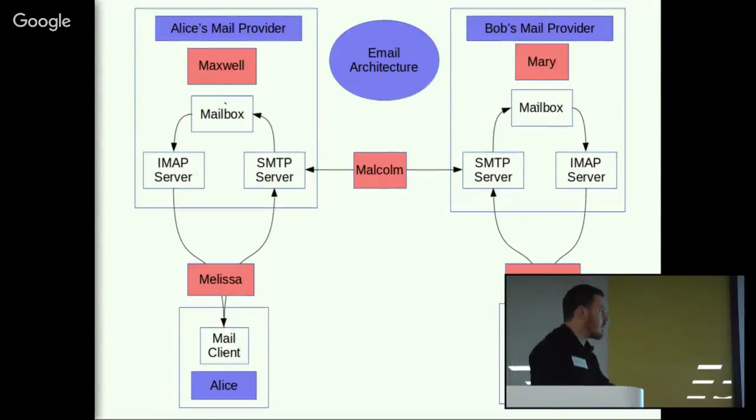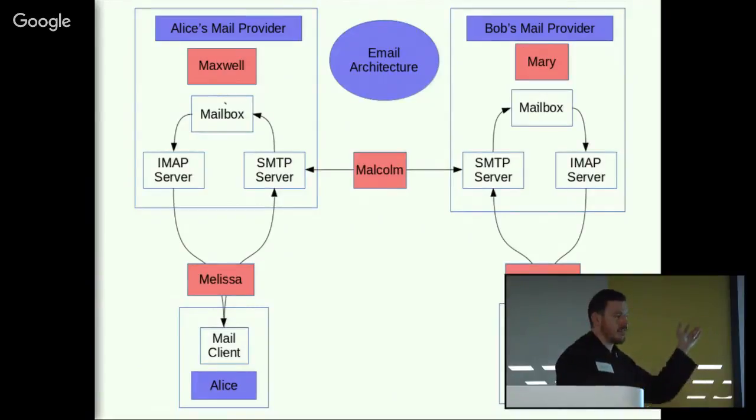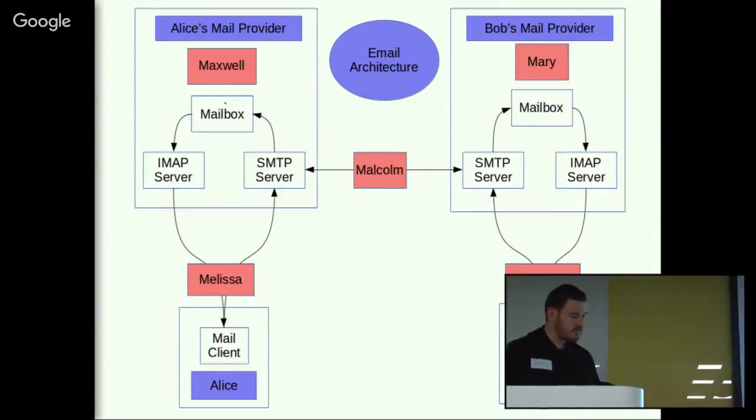So one thing to note is that email is actually stored at the mail provider when it's at rest. So when Alice sends an email to Bob, it goes to Bob's mail provider and stays there. Bob can go and read it from there, but generally the email just stays there. Same the other way around.